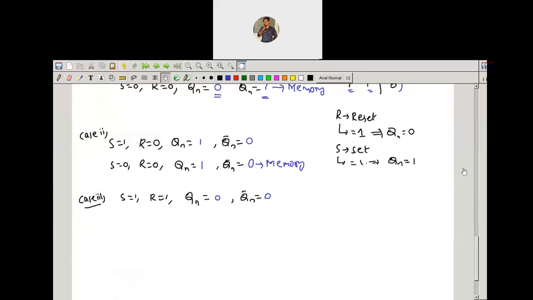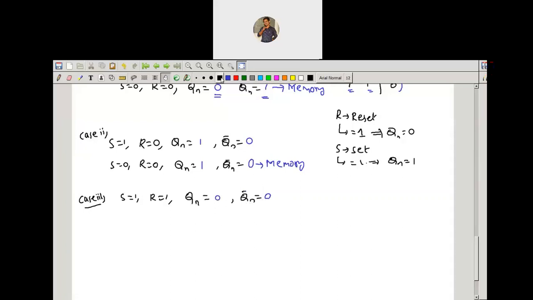So we cannot use this state. Why? Because you are getting the normal output and complement output, both the same. Both values are zeros only, right? So the state is not going to be used. So when you are talking about the SR latch using NOR gates, we should not use the case when you make S equals 1, R equals 1. Why? Because you are getting wrong information. Both outputs, normal output and complement output, will be zeros only, right?